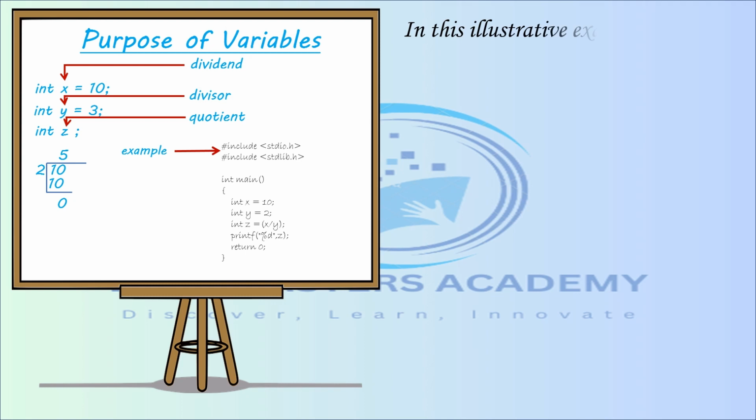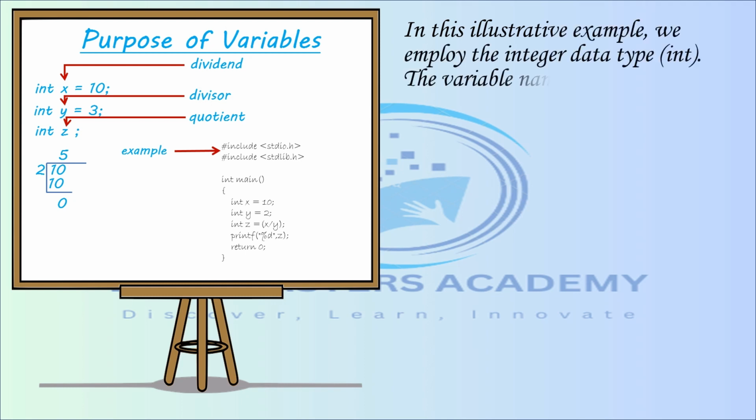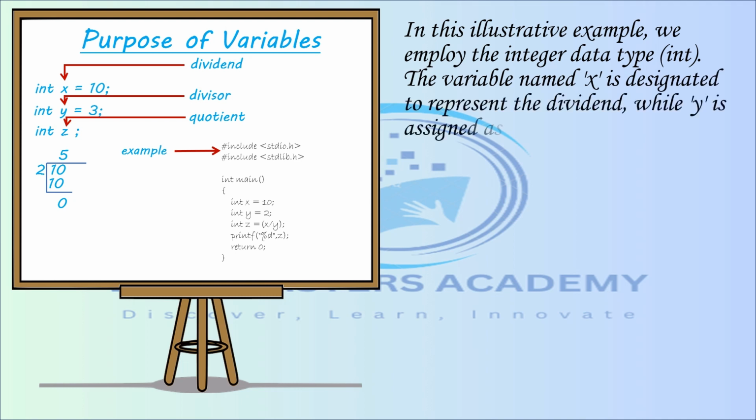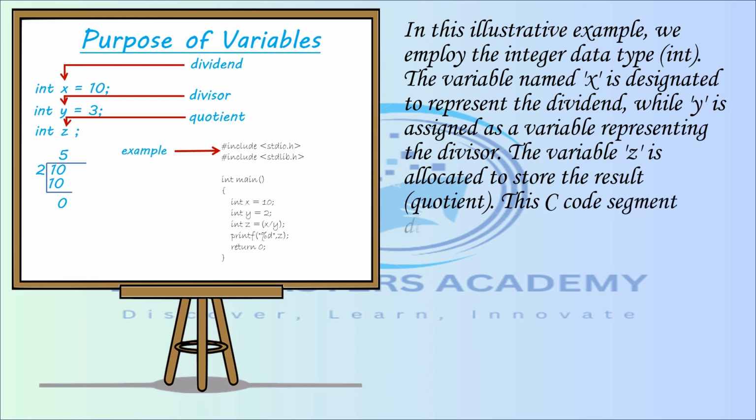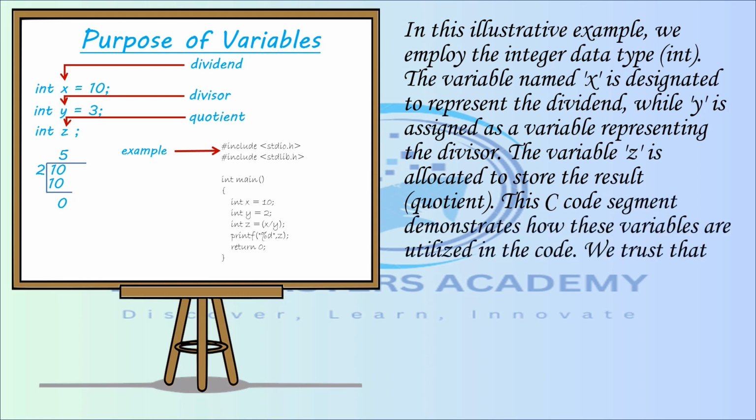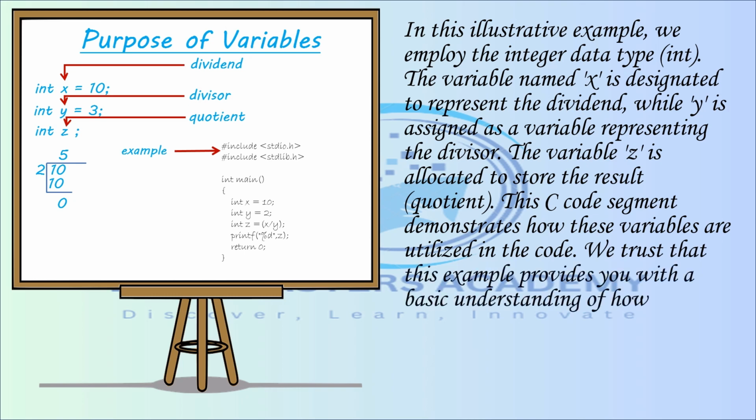In this illustrative example, we employ the integer data type, int. The variable named x is designated to represent the dividend, while y is assigned as a variable representing the divisor. The variable z is allocated to store the result. This C code segment demonstrates how these variables are utilized in the code. We trust that this example provides you with a basic understanding of how variables function within coding.